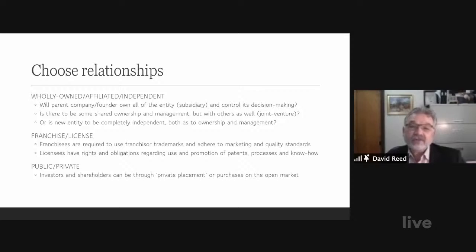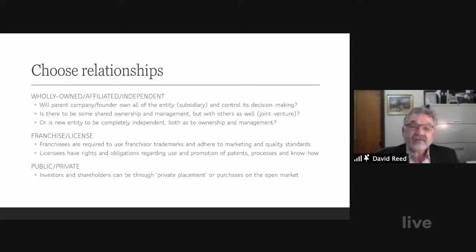That's a wholly owned subsidiary. Could also be an affiliate, which is the 50-50, 20-80 type of thing. Could be completely independent. You may wish to create that entity and have it go public and have the only ownership be incidental to the company purchasing, as well as all of the world being able to purchase those shares.